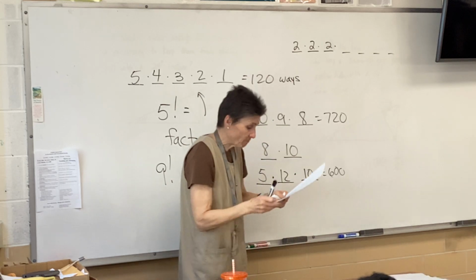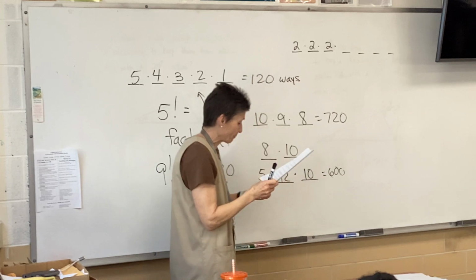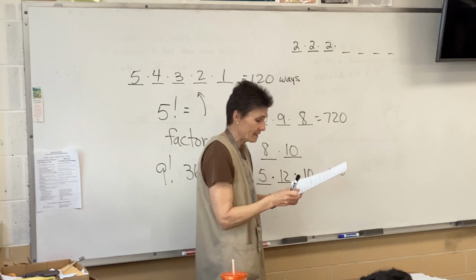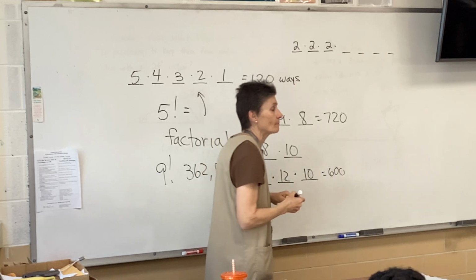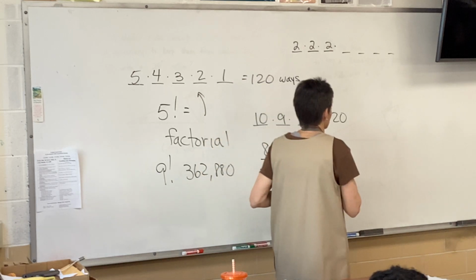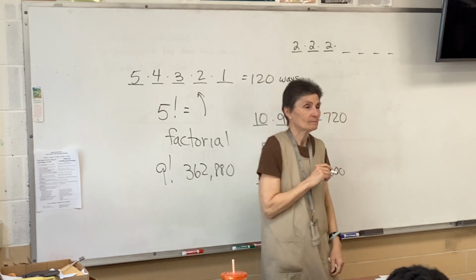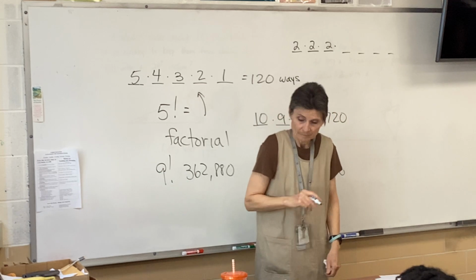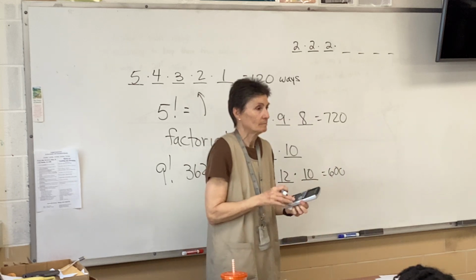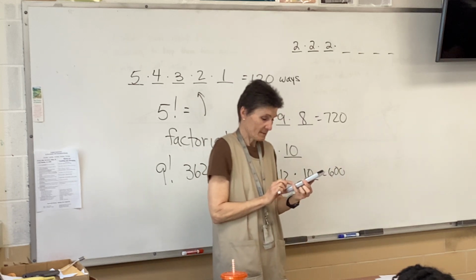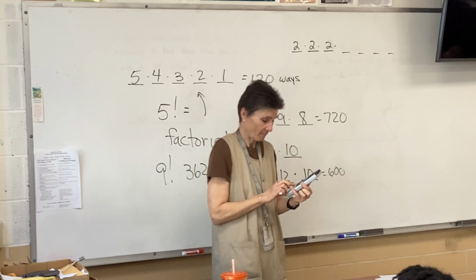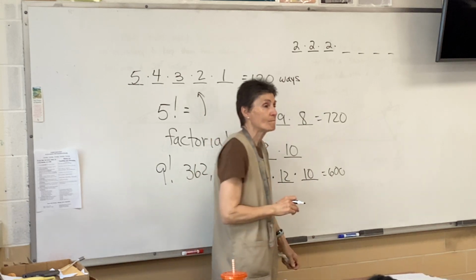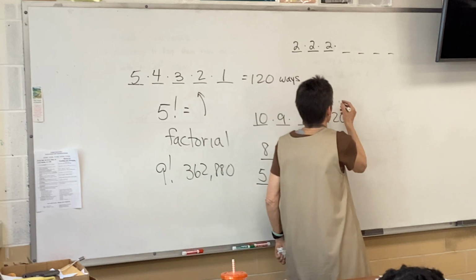How many ways can 4 different prizes be given out if there are 10 people in the contest? Think about that. Write something down. What do you think? Or type something in. It would be 5,040. Alec, how did you do that? 10, 9, 8, 7.